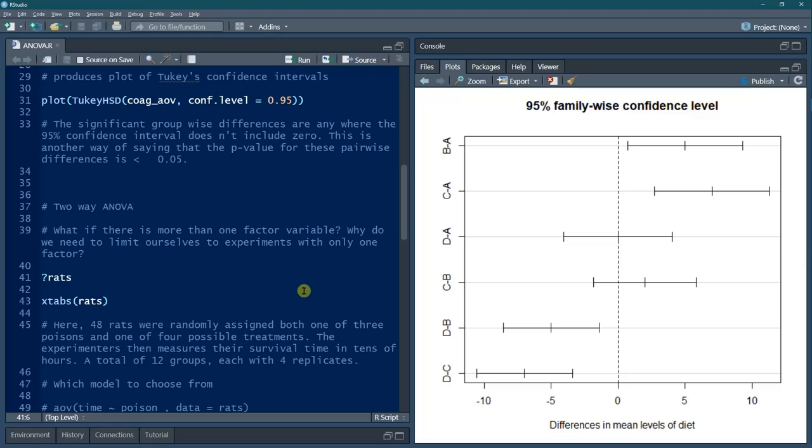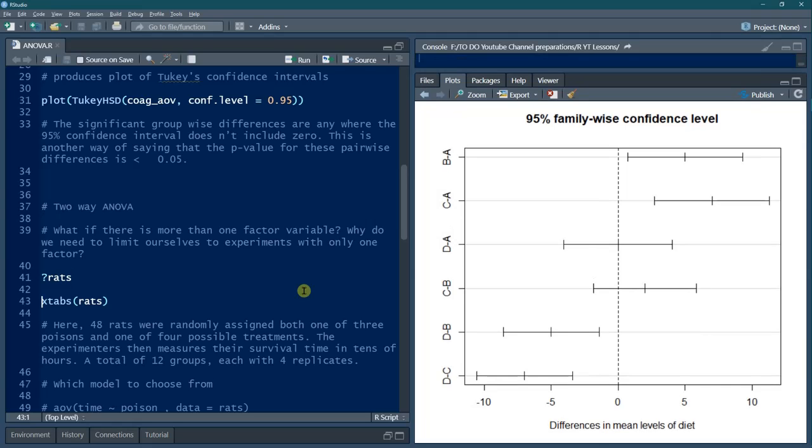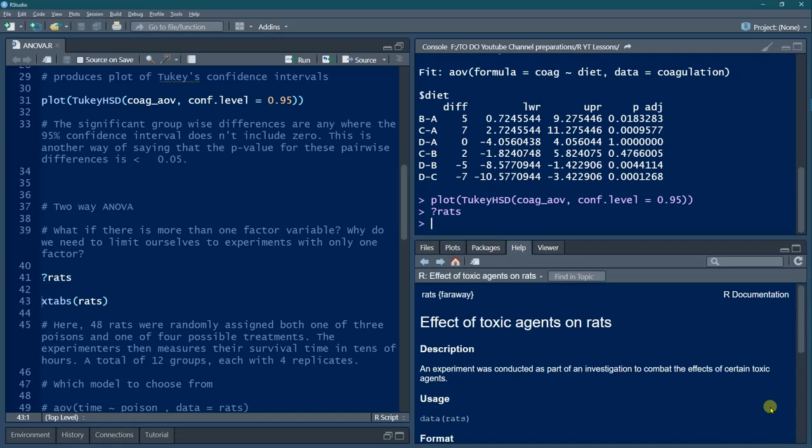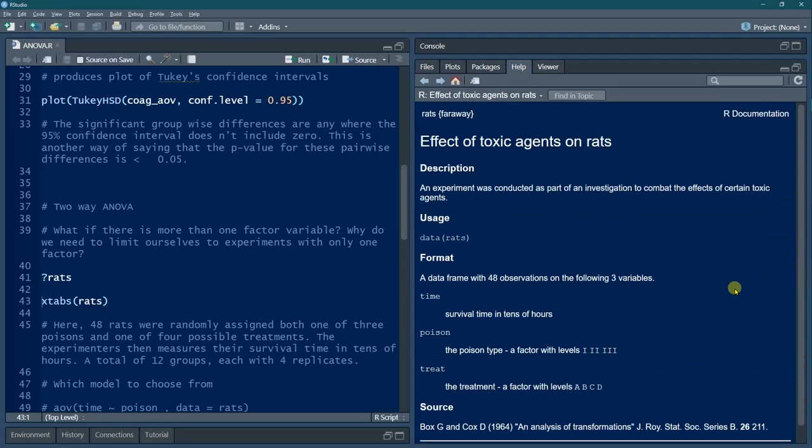Here we'll use an example, rats. Rats data set basically is the effect of a poison and then the treatment. The survival time in tens of hours, that is time. Poison, there are 3 types of poisons, 1, 2 and 3. Treatment, there are 4 types of treatment, so A, B, C, D.